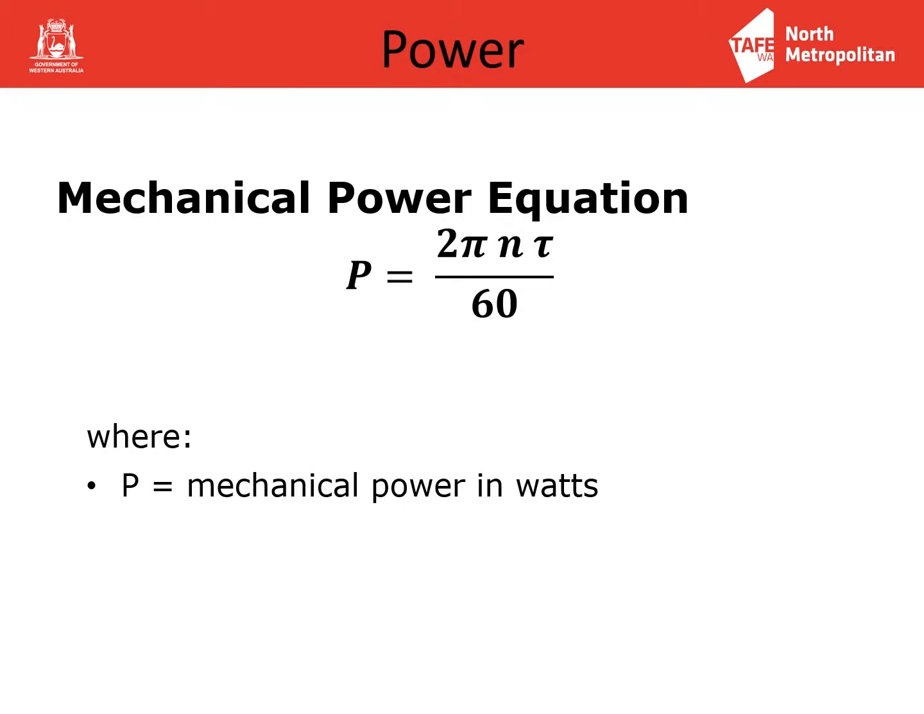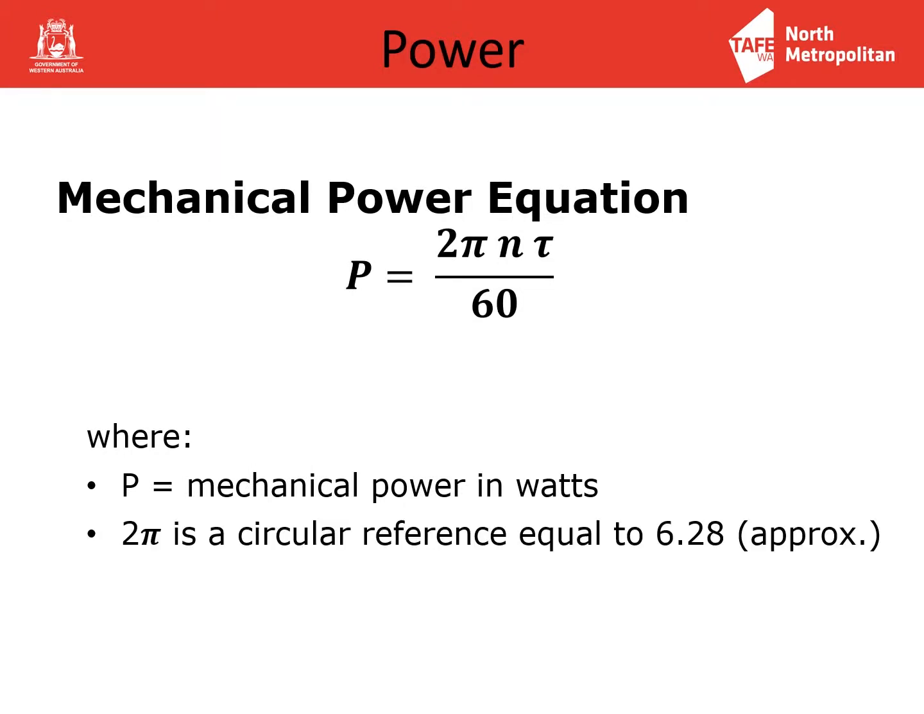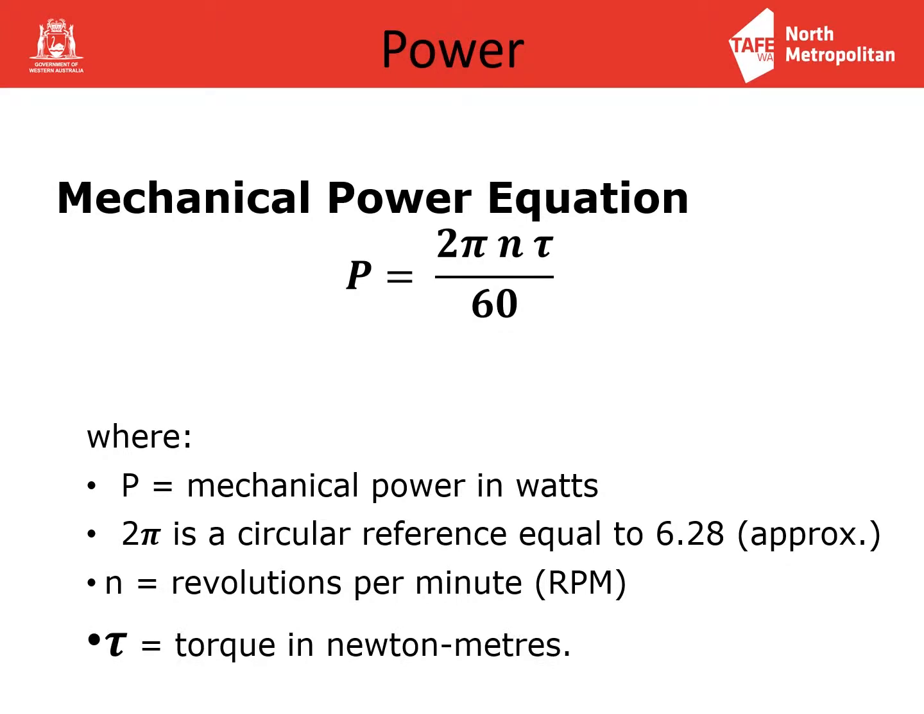P is the mechanical power in watts. 2 pi relates to the circumference of a circle. N is the number of revolutions per minute. Tau is the torque in Newton meters. The constant 60 converts RPM to seconds.